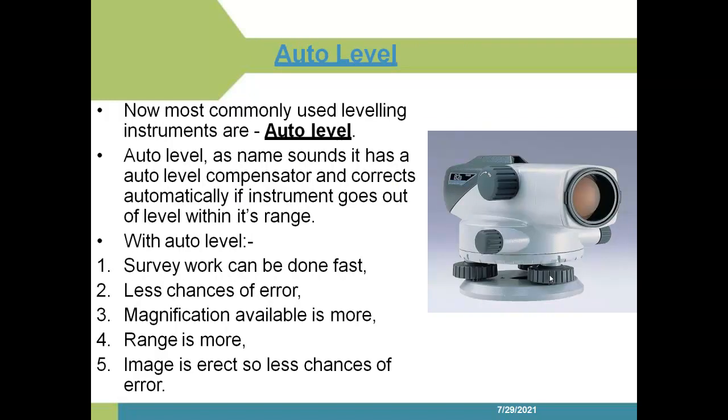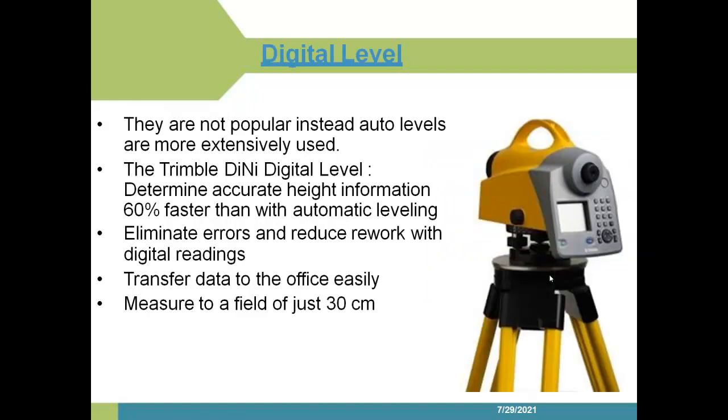And next one is the auto level. The auto level is the most common leveling instrument. Previously everyone was using the dumpy level, but today they are using the auto level, because with the auto level we are able to do the work fast. The chance of error is very low, because only when the adjustment is okay does the instrument activate. At the same time, the focus visible range is also very high. Due to that, the image clarity is good, so the chances of leveling error are very low.